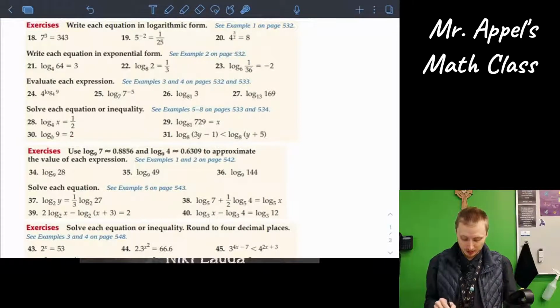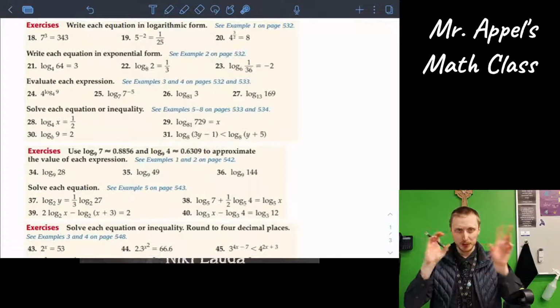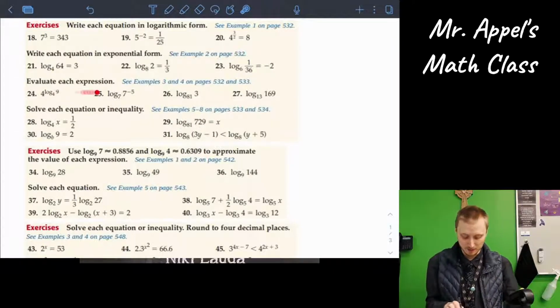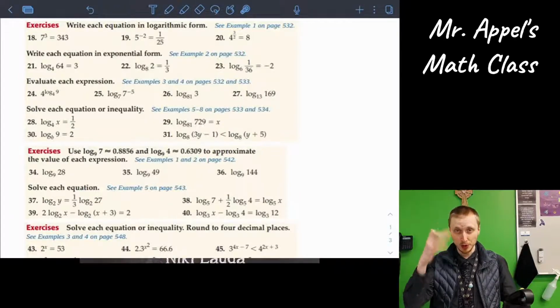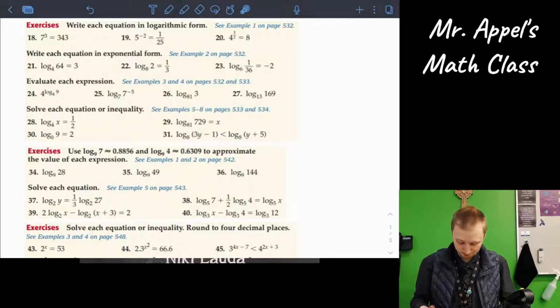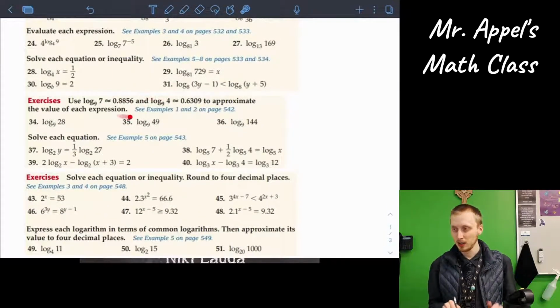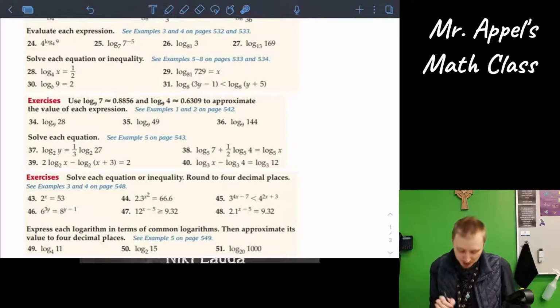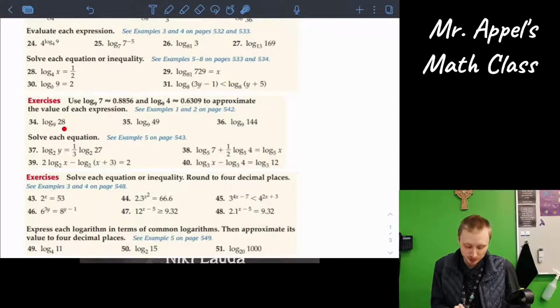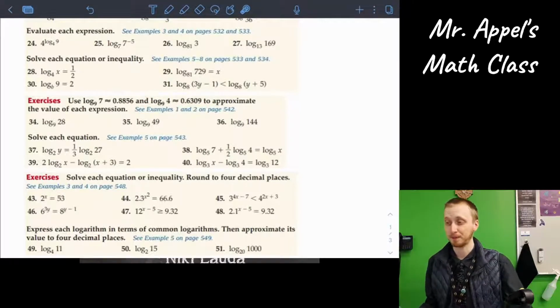And then solving these ones for the indicated variable. These are not using the change of base formula yet. Okay? Evaluate these using powers, your known squares and cubes and 4th powers of numbers. These ones are often the most tricky, using given approximations to evaluate given expressions.